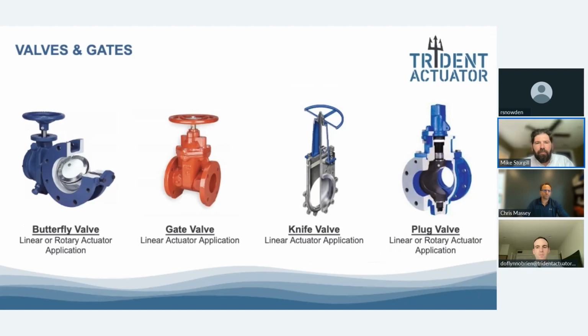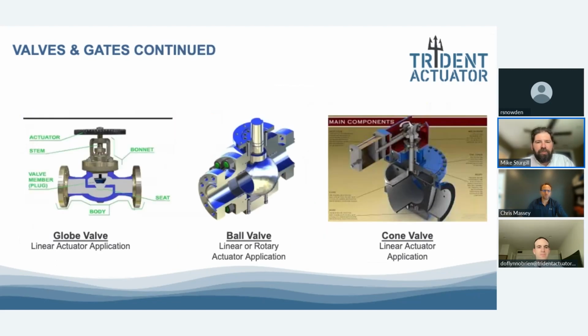So I said we'd be on any gate or valve. I'll go through it pretty quick. On a butterfly valve, you would find our linear or rotary actuator. Gate valves, we would use linear. A knife valve, a linear actuator, and a plug valve would be a linear or rotary actuator. So once again, linear is straight line movement, rotary is circular movement. Globe valves, we would use a linear actuator, and ball valves, we can use linear or rotary. And then a cone valve, we would use a linear actuator.